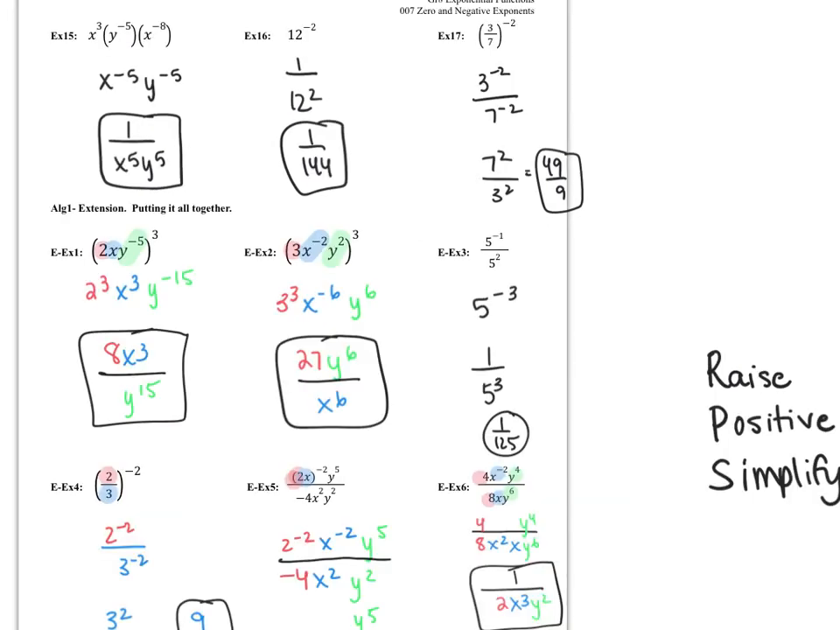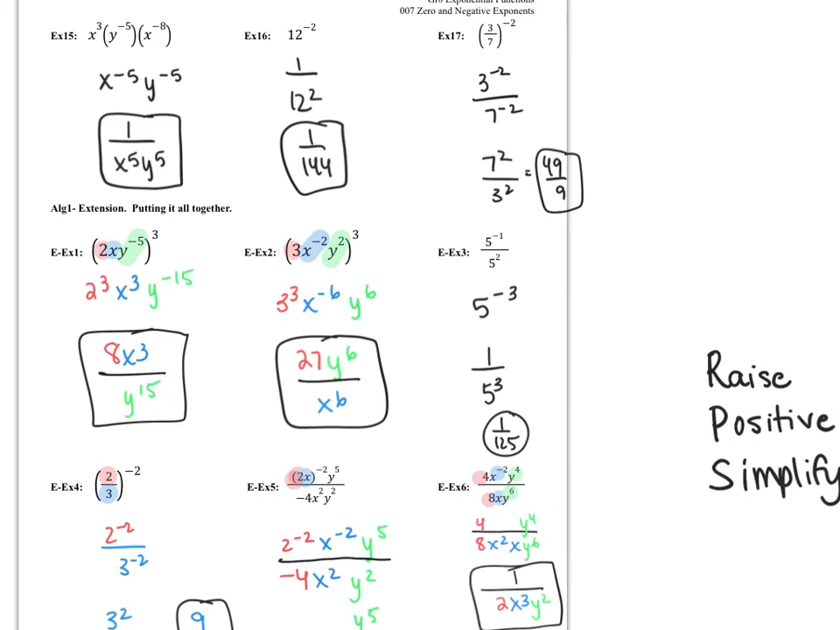So in example 1, the first thing I'm going to do is raise everything inside the parentheses to the 3rd power. So 2 is receiving the power of 3, x is receiving the power of 3, and y to the negative 5 is also receiving the power of 3. Now because it's an exponent to an exponent, I get to multiply to get negative 15.